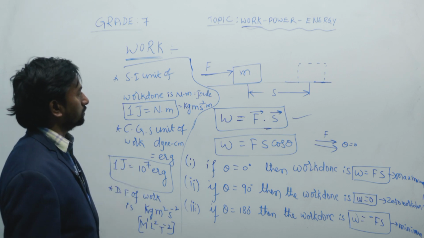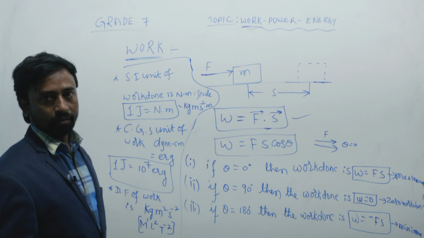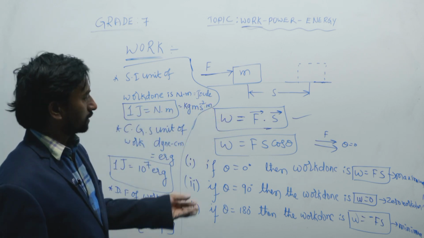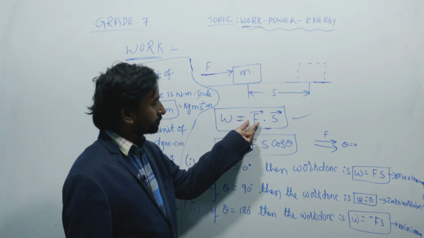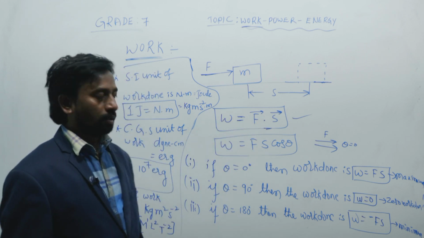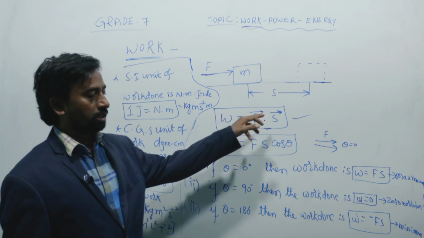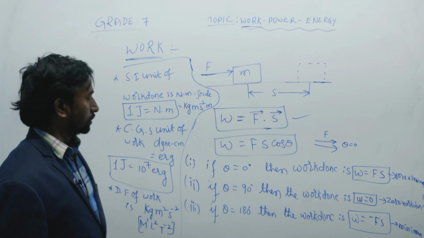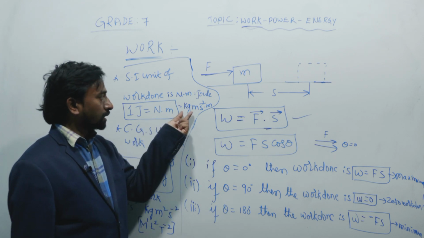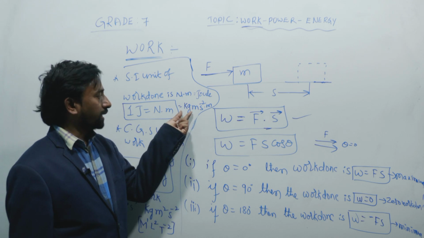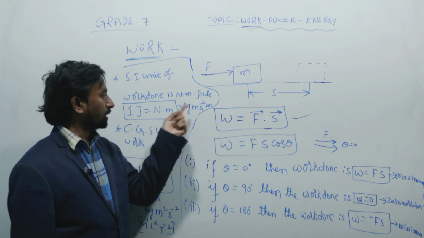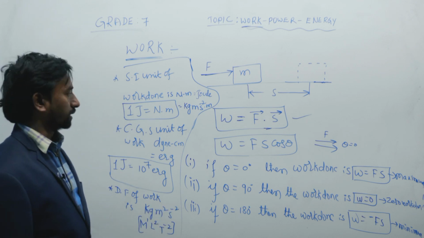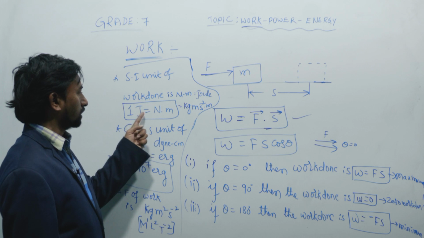Now the SI unit of work done. We'll get the SI unit from the formula. What is the formula here? The formula is force into displacement. The SI unit of force is Newton, and the unit of displacement is meter. So Newton meter. Newton is mass into acceleration, kg meter per second square, and meter is again meter. So we get kg meter square per second square. That is nothing but Newton meter, that is nothing but the joule.